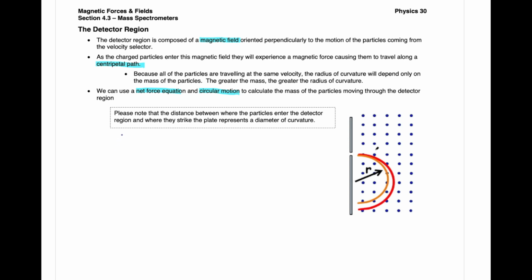And so if we look at our force net, that'll just be equal to force magnetic, and gravity and such things won't matter in this region. My force net will be mass times acceleration, but that's the centripetal acceleration. And this one here, as always, will be qvB. And so that acceleration here is going to be v squared over r. So I'll have mv squared over r equals qvB.